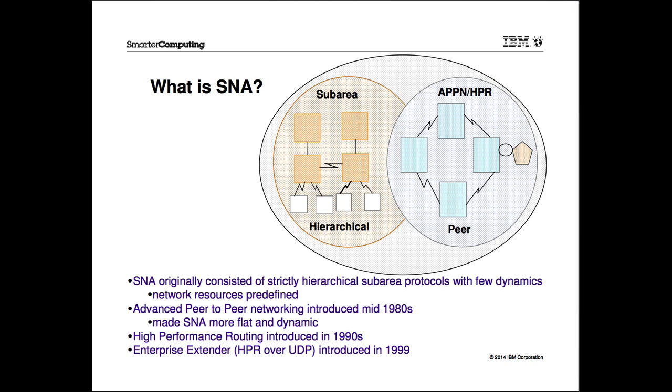Then in the 1990s, we introduced high-performance routing, which was an improvement in data transport between APPN nodes. And then, key for this discussion, in 1999, we introduced Enterprise Extender. And Enterprise Extender implements high-performance routing over UDP, which means now you can do sub-area. Sub-area nodes can talk to each other across an IP network using UDP. That's probably the key technology that has kept SNA still viable today.